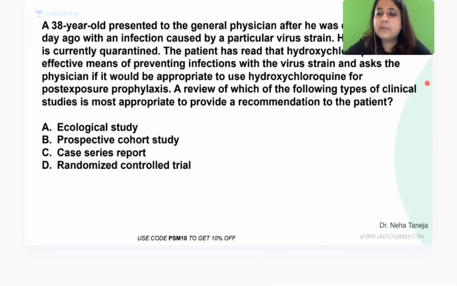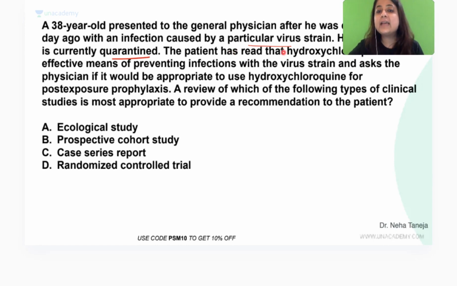Okay, so some 40% of you managed to get it correct. Guys, just read this question. A 38-year-old presented to the general physician after he was diagnosed 1 day ago with an infection caused by a particular virus strain. Okay, he feels well but is currently quarantined. Okay, are you all with me so far?